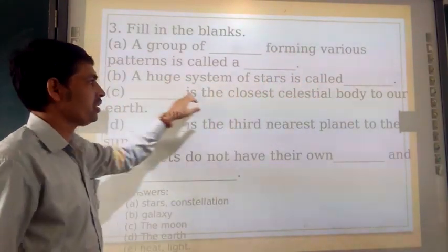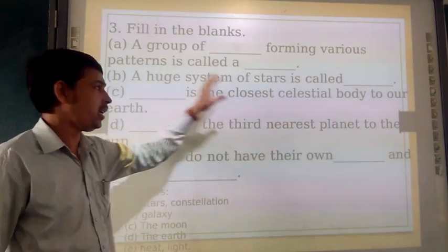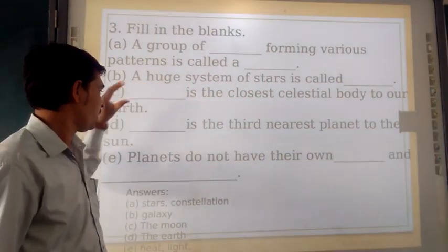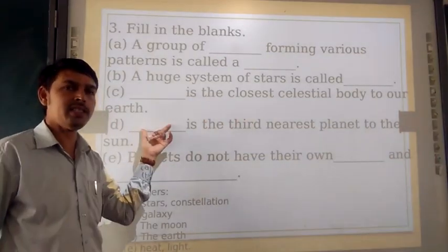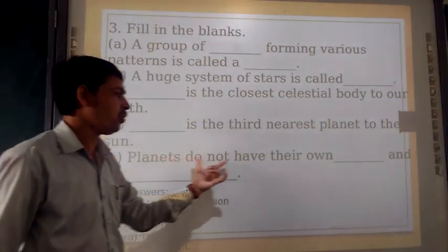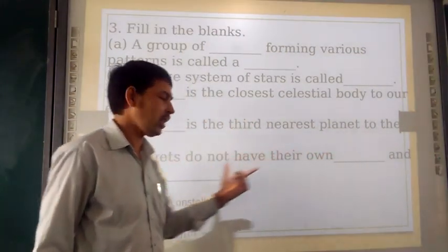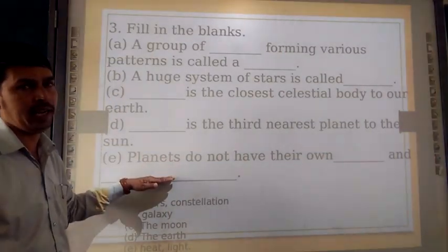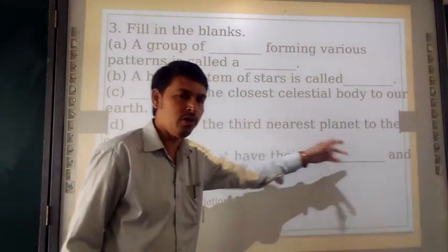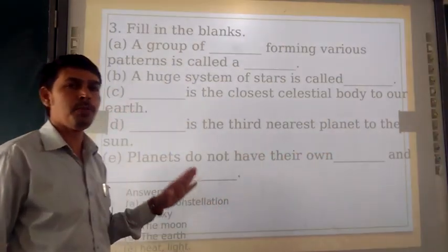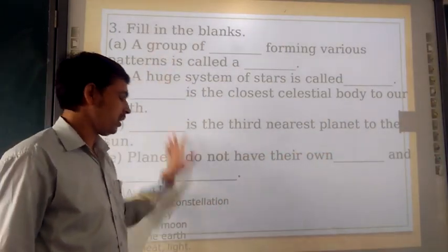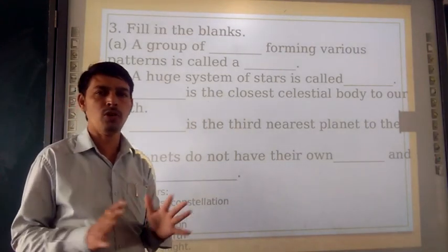Then dash is the closest celestial body to our earth. So the moon is the answer. Dash is the third nearest planet to the sun. So earth is the answer. So planets do not have their own light and heat, or heat and light. You can place here heat also and light also. Otherwise you can place light and heat. No problem in that. So next, the fill in the blanks is also over.